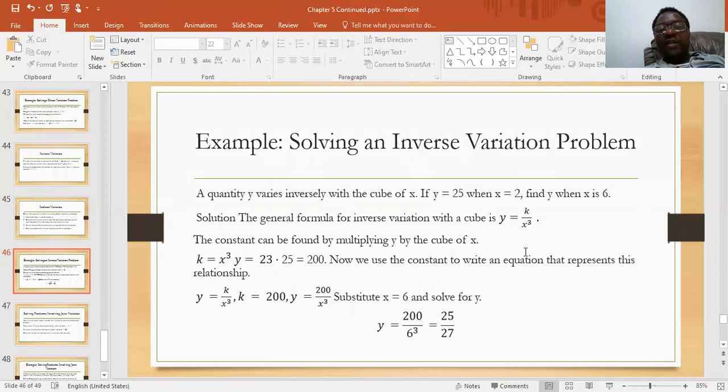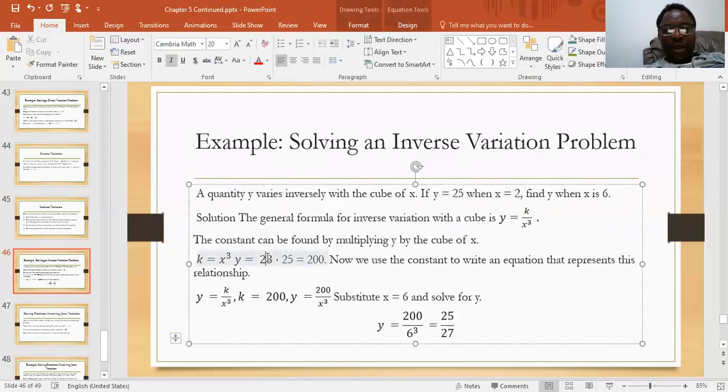Example: a quantity y varies inversely with the cube of x. If y equals 25 when x equals 2, find the y value when x is 6. Now it's an inverse variation, so we will write y equals k over x cubed as our equation. We replace x by 2 and y by 25 to get k equal to x cubed times y, which is 2 cubed times 25, which is 8 times 25 equals 200.